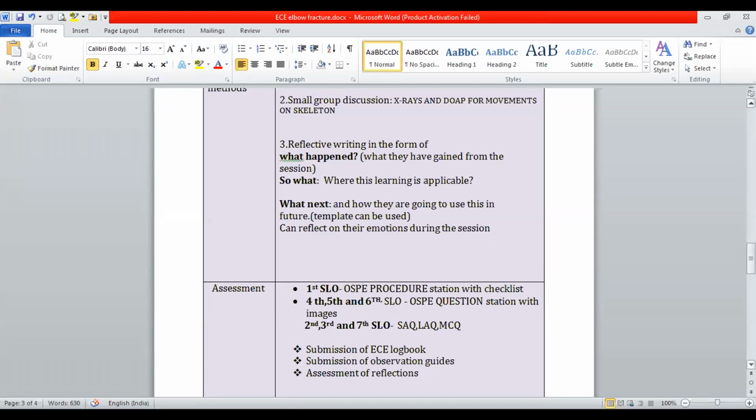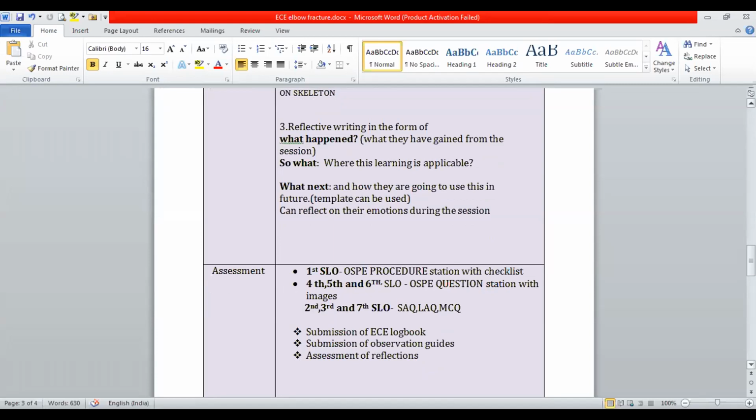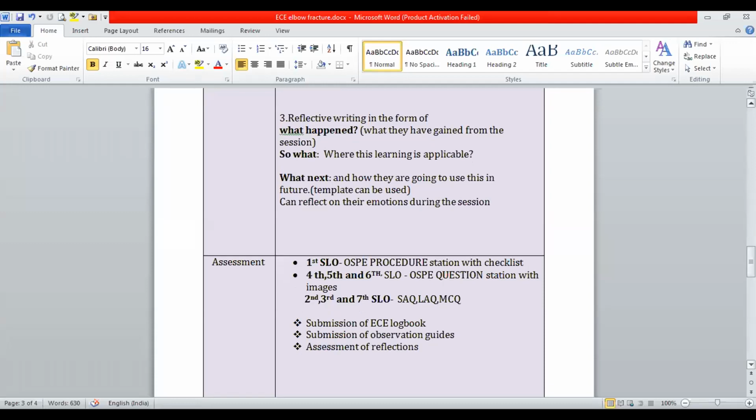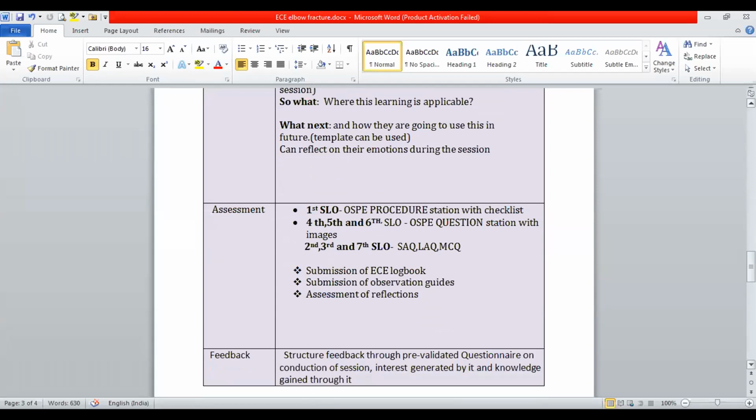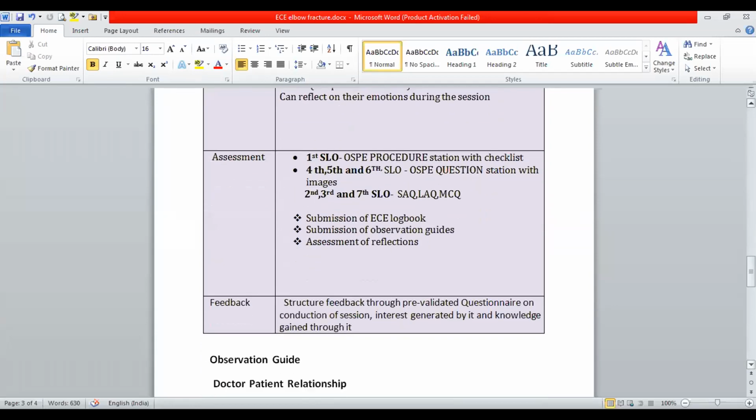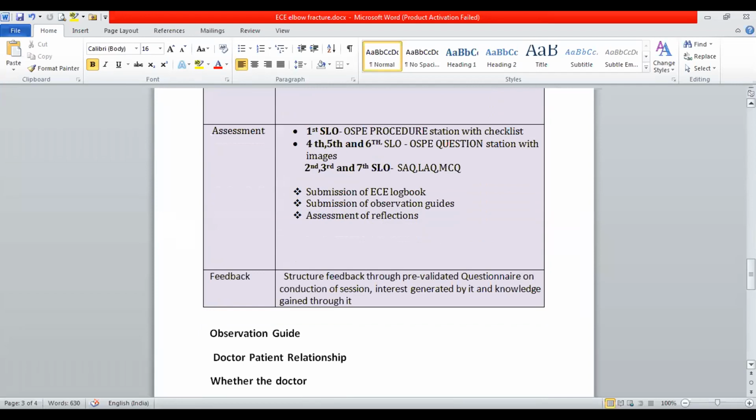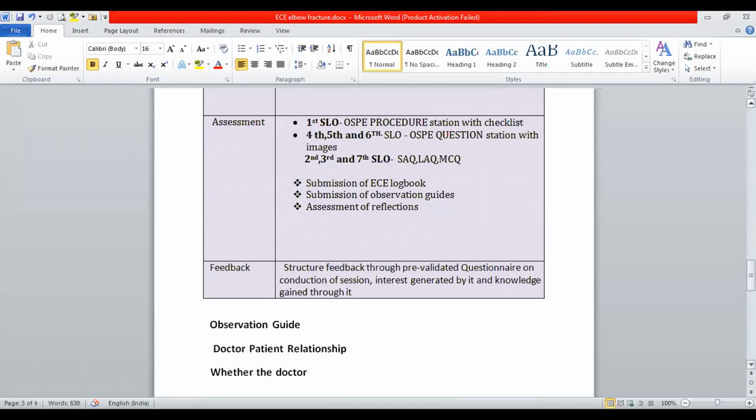Then other assessment methods which can be there are the timely submission of EC logbook, submission of the observation guides, and then there can be assessment of reflections also, what students learn. Then feedback about the session will be taken through a structured feedback, through a pre-validated questionnaire, containing questions about the conduction of the session, the interest generated by the session, and what knowledge students have gained through it.